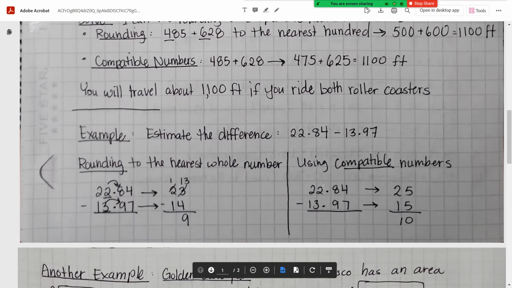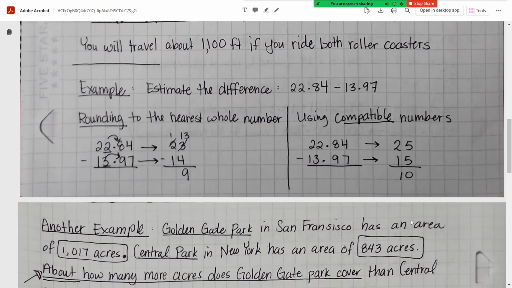Now, if I use compatible numbers, 22 and 84 hundredths, I'll say that's about 25. And 13 and 97 hundredths, I'll say that's about 15. 25 minus 15 gave me an estimate of 10 here. So you can see that they're a little bit different, but they both work.